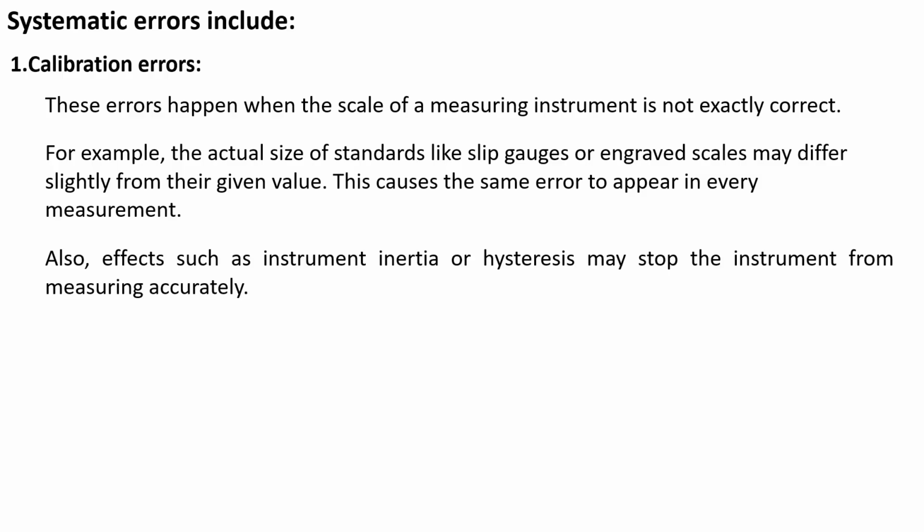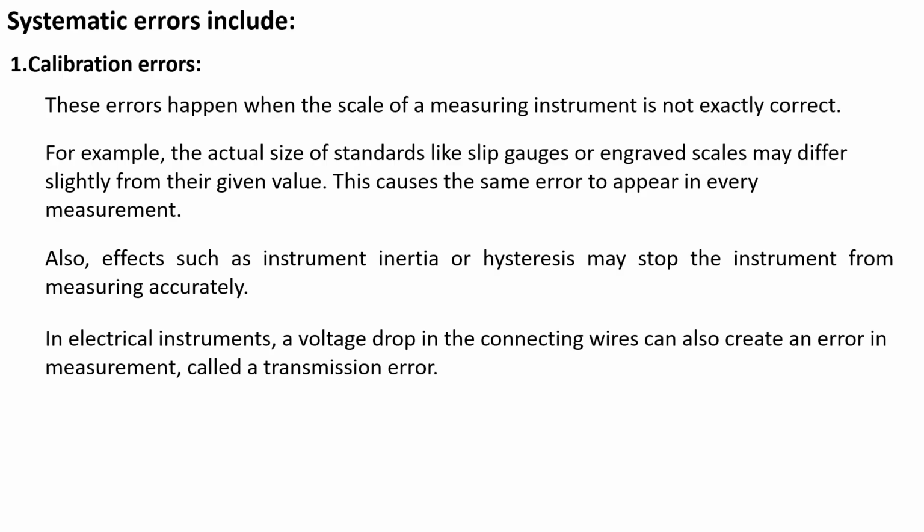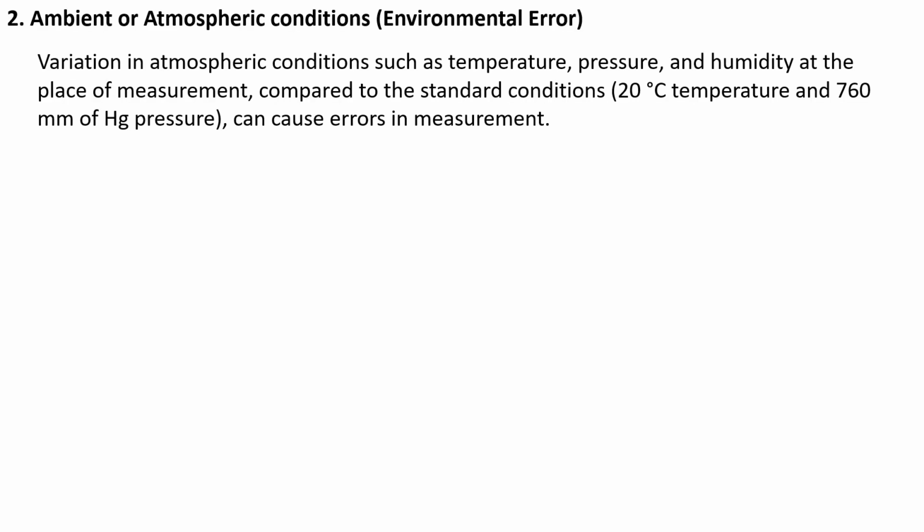Also, effects such as instrument inertia or hysteresis may stop the instrument from measuring accurately. Moreover, in an electrical instrument, a voltage drop in the connecting wire can also create an error in measurement, called a transmission error.